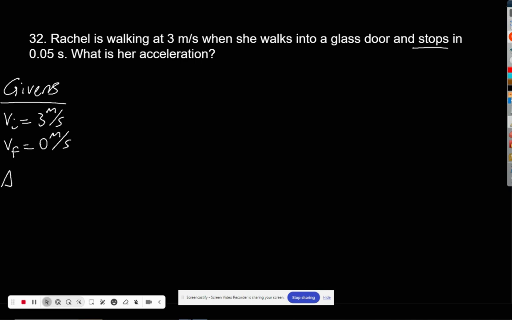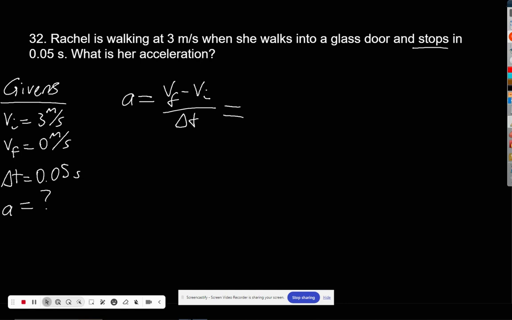She stopped in a really short amount of time. There's our time. And we're looking for acceleration. So we're actually going to be using the same equation from before, but we can leave it in the form it started in, as in the mathematical definition of acceleration, change in velocity over change in time. We don't need to do any fancy algebra. We can just plug in and solve.